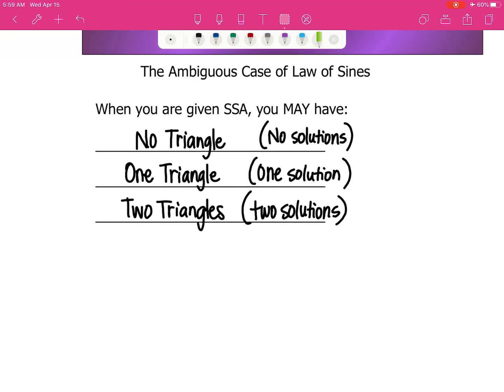So in previous examples, we were given two angles and a side. We were given two angles and the side that is not included, and two angles and the side that is included, when we were asked to solve using the law of sines. In this case, side-side-angle, we're given two sides and an angle that is not included.